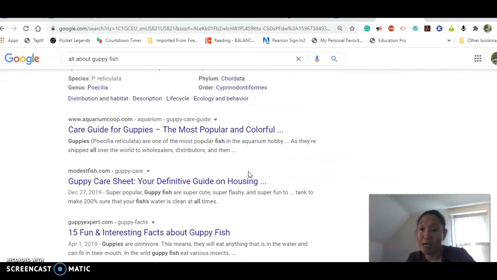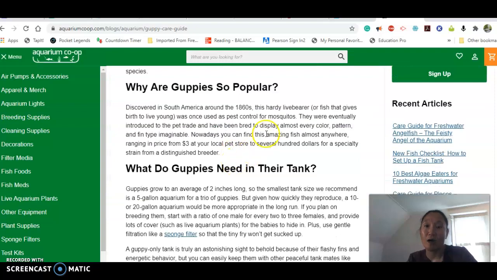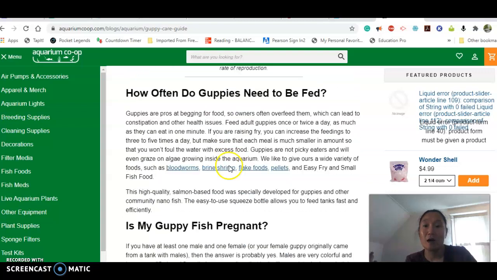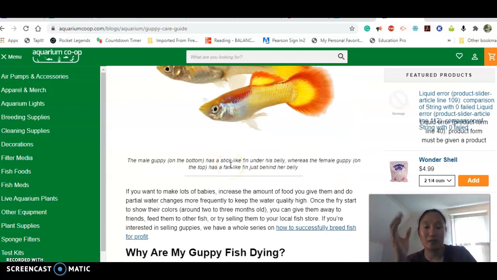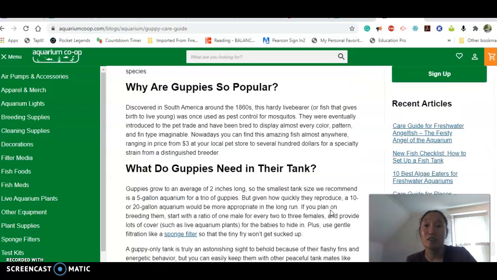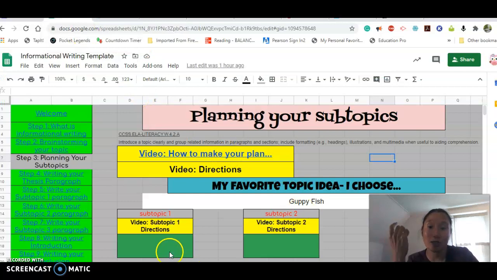there's the Wikipedia, care guide, there's lots of different things, like different categories. What water is best, what do guppies eat, all sorts of things here. So these titles right here, those are subtitles about your big category, guppies.